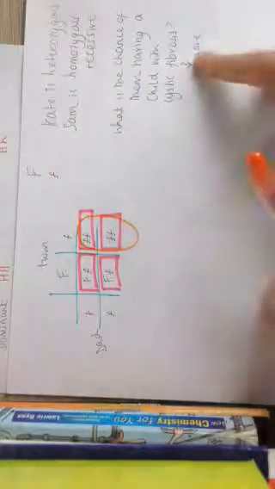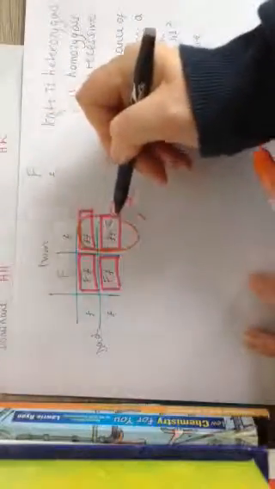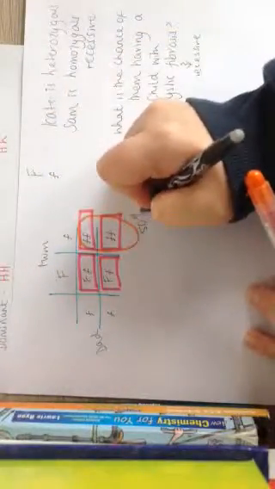So there would be a 50% chance of the child having cystic fibrosis. So each one of those squares was worth 25% each, so that's 50% in total.